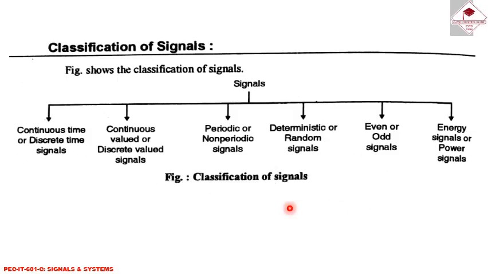Next is classification of signals. Signals are broadly classified into these categories: continuous time and discrete time signal, continuous valued and discrete valued signal, periodic or non-periodic signal, deterministic or random signal, even or odd signal, energy signal or power signal.